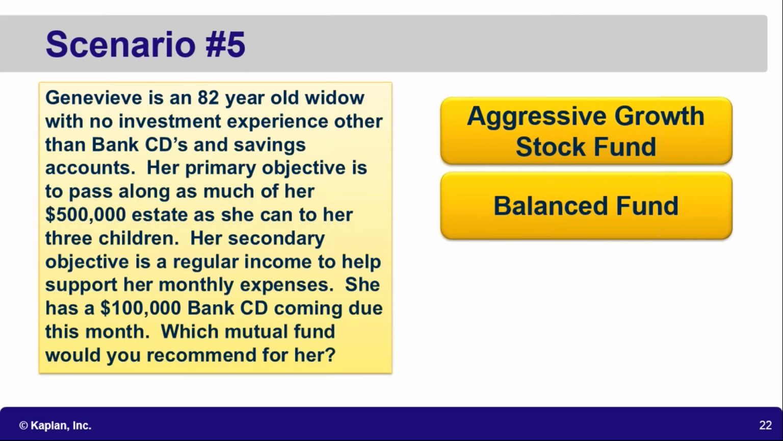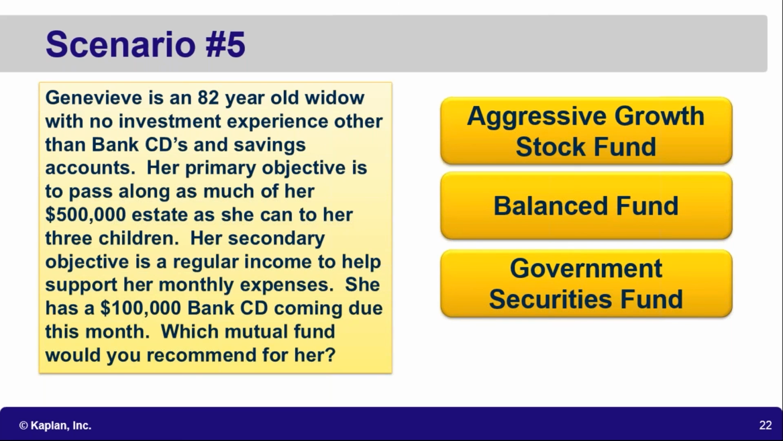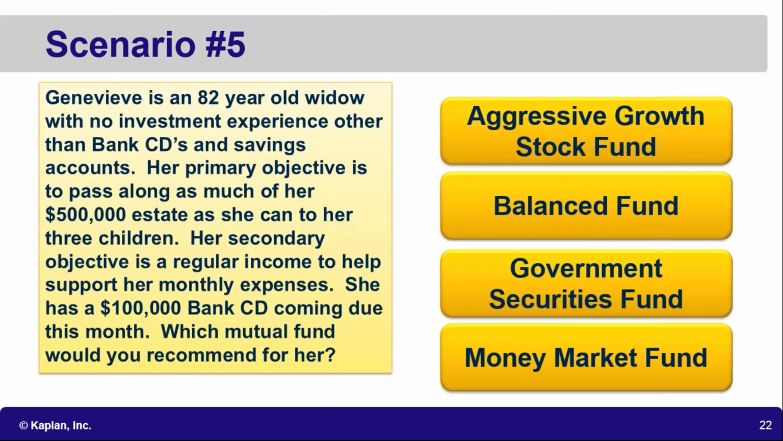Well, okay, 82, that means 82% should be in bonds and 18% in stock. That might be a choice for her, but let's look at some more. How about a government securities fund, where everything in the fund is in United States government securities that's completely guaranteed by the government? That looks like a good choice there for her. How about a money market fund? Well, money market would certainly be a good choice for her here too.